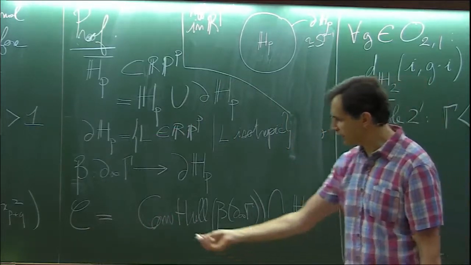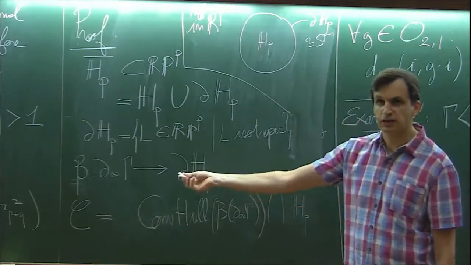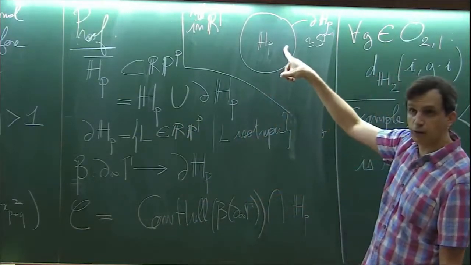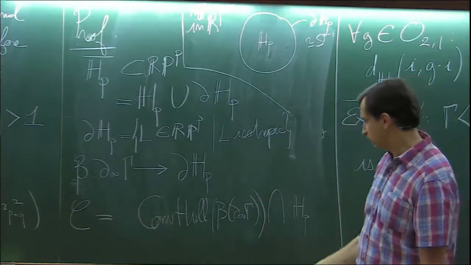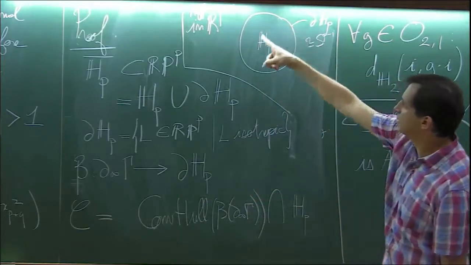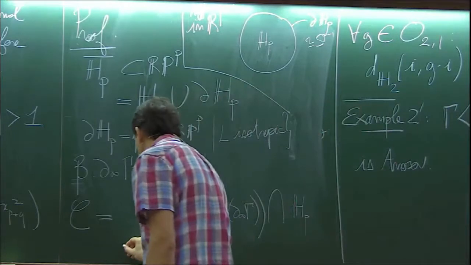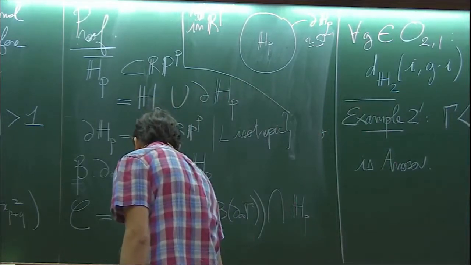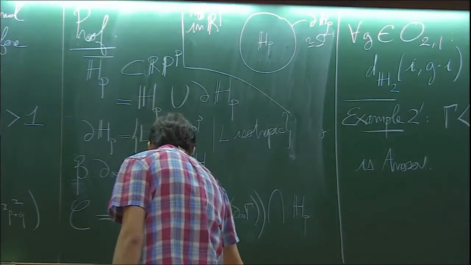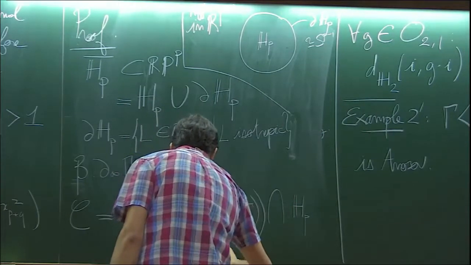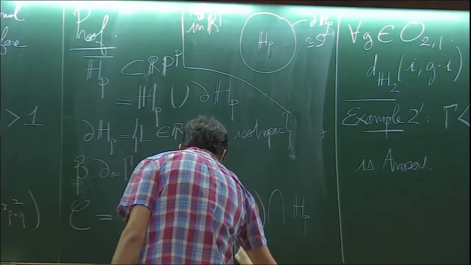Okay, so this convex hull is a closed subset of this closed ball, and I intersect it with the hyperbolic space. So it is a closed subset. It is convex and closed in HP.